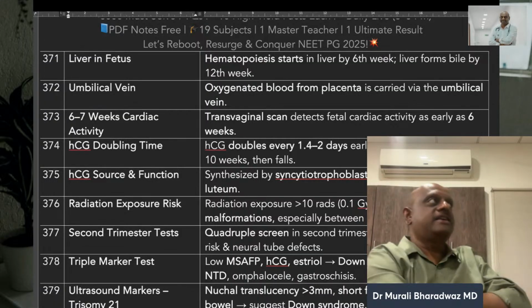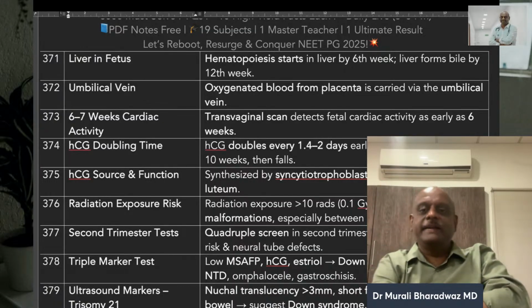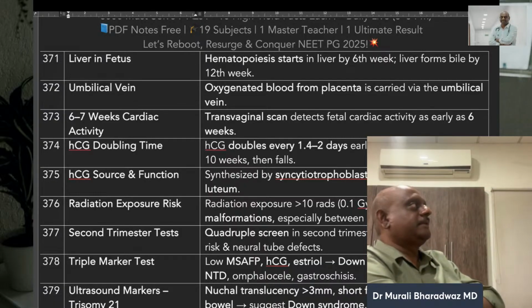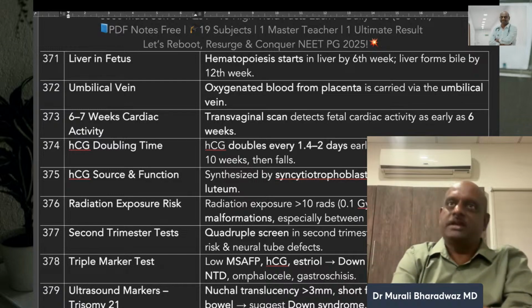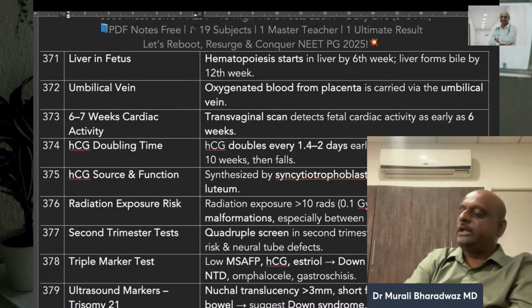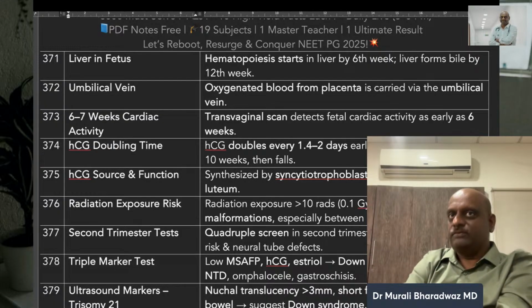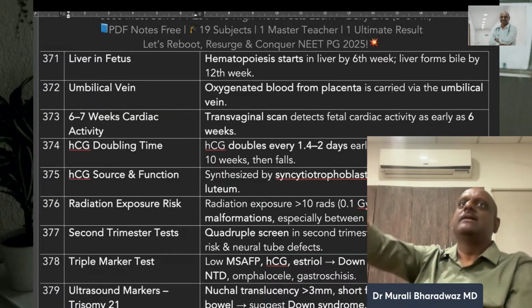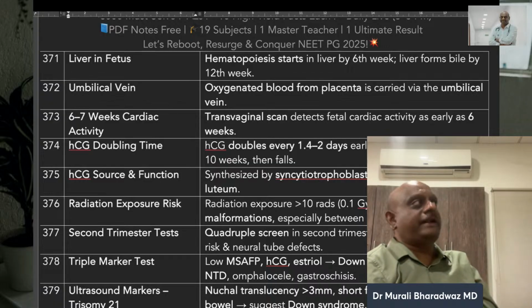So HCG doubles every 2 days early in pregnancy and peaks by 10th week, then falls. Doubling time is a favorite question. Every 48 hours. Suppose ectopic pregnancy. How will you identify? You will do the HCG. Then after 48 hours, you will do it once more. If the value is not doubling, that means it is not an intrauterine pregnancy, but an ectopic pregnancy or a non-viable pregnancy. That's how doubling time is used.